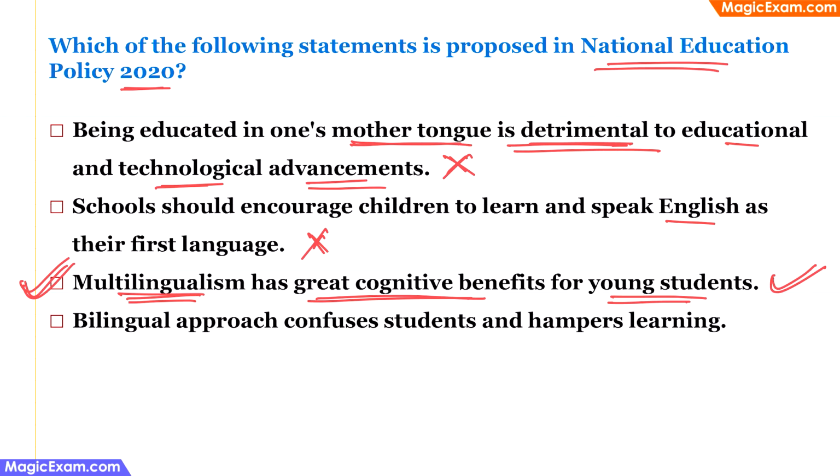The last one is bilingual approach confuses students and hampers learning. This is incorrect. It means that if we introduce any other languages, that is if a child is learning English and Hindi and any other local language, then we are saying that bilingual approach confuses the students. This is incorrect because the child should learn multiple languages. Therefore, the correct answer here is multilingualism has great cognitive benefits for young children.